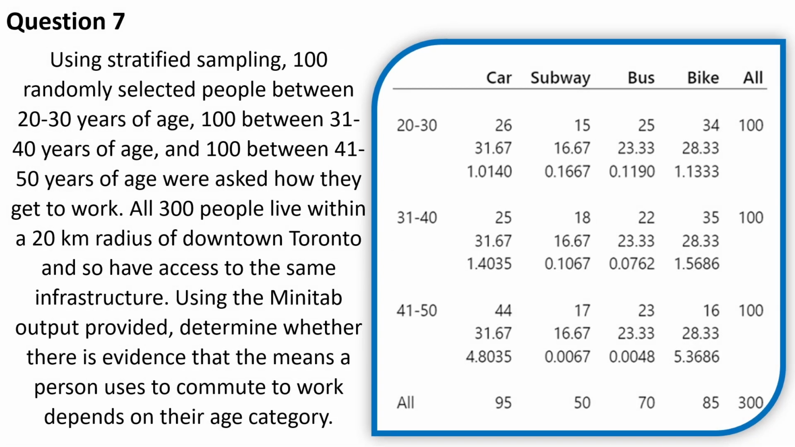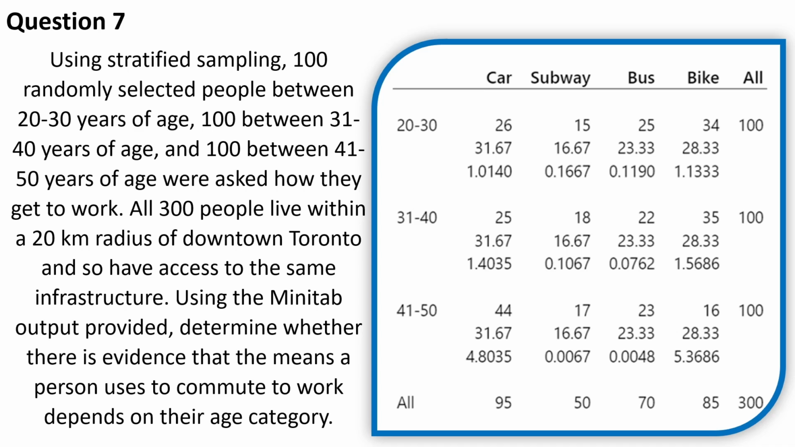Great, so that brings us to the last question. So here, using stratified sampling, 100 randomly selected people between 20 to 30 years of age, 100 between 31 and 40, and 100 between 41 and 50, were asked how they get to work. All 300 people live within a 20-kilometer radius of downtown Toronto.